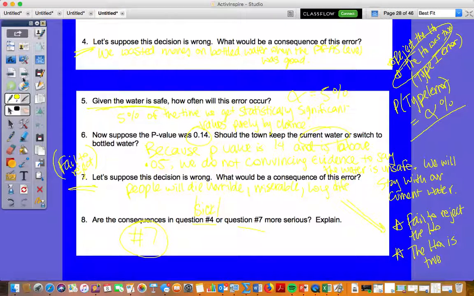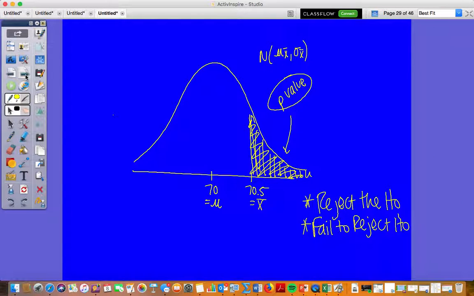I was kind of looking at the actual words, like dying versus wasting money. But when we're looking at which one we'd rather have, we're looking at the type of error, and type 1 is better than type 2. You always want type 1. In this situation, we would lean more towards favoring type 1 error. If we were going to have an error, let's go more towards type 1 error than type 2. I'd rather waste money than have people be sick, possibly die, and that sort of thing.